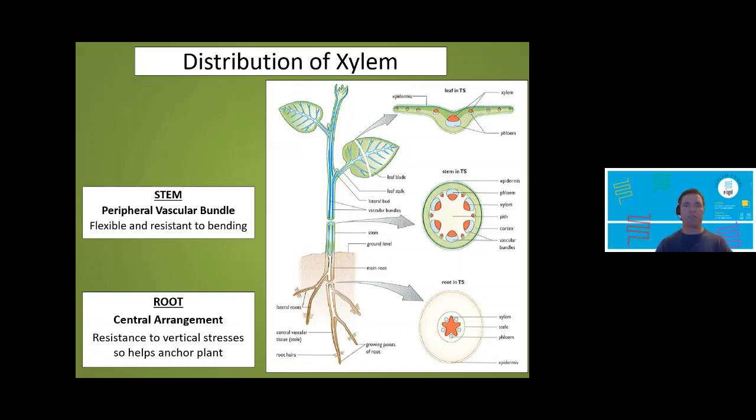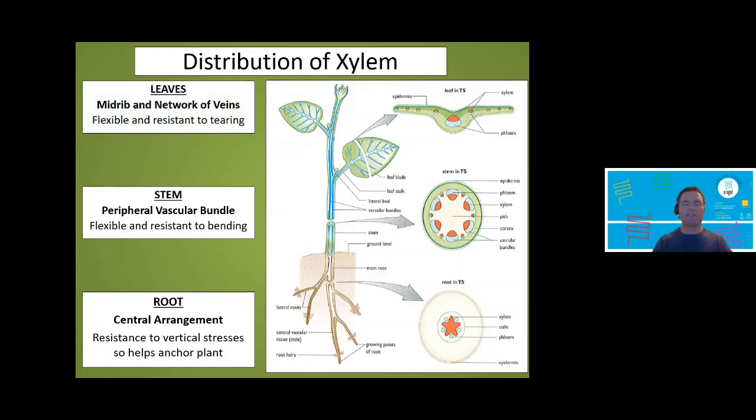A root doesn't need to be flexible. It doesn't need to resist bending. Its job is to anchor the plant. Whereas a stem, its job is not to anchor the plant. It doesn't need to resist vertical stresses, certainly not in the same way. It needs to resist the bending that it will experience in the wind.